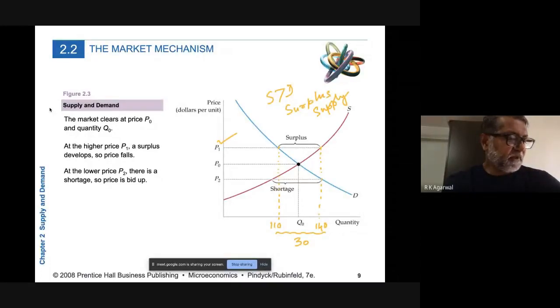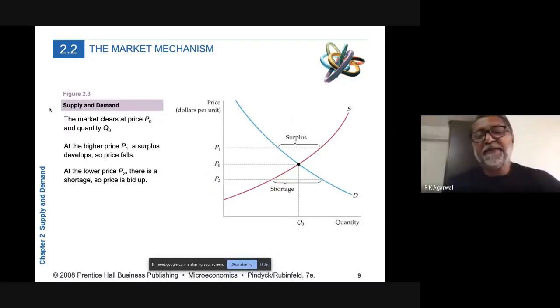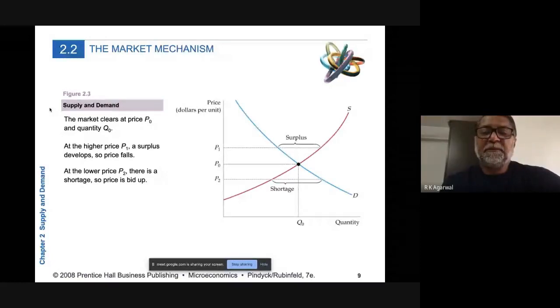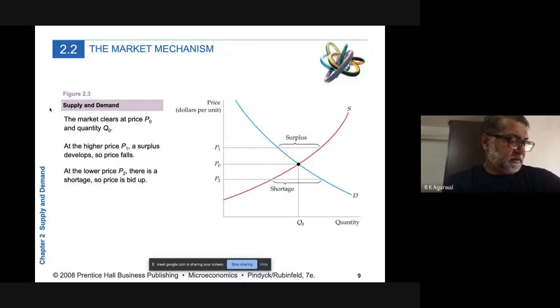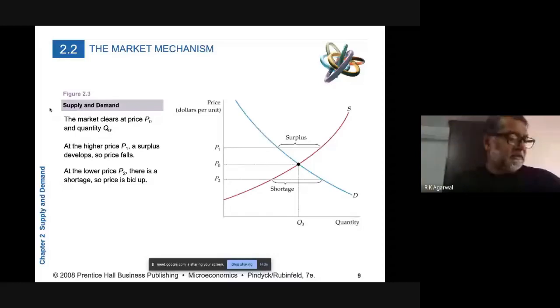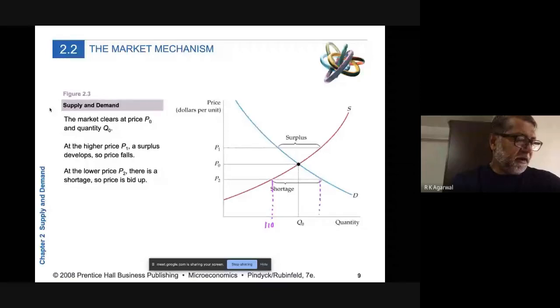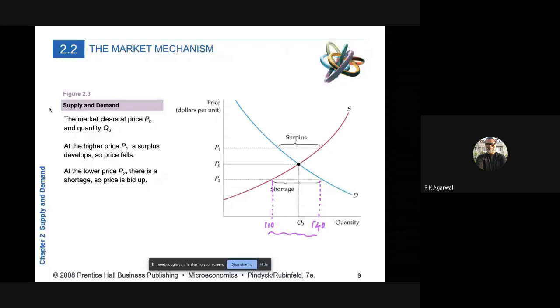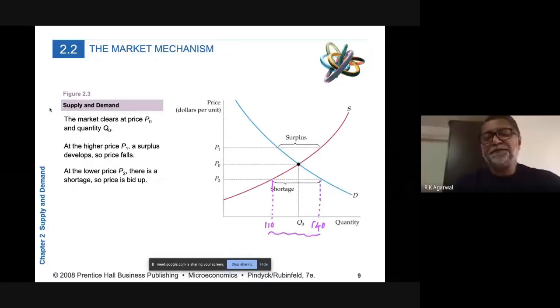What if the price is less than P0? What if it is P2? Let us find out what is the supply and what is the demand. Here at P2, the supply is say 110, and at P2 the demand is 140. So this time there is an excess demand of 30 units.